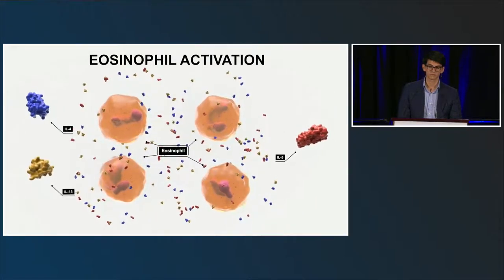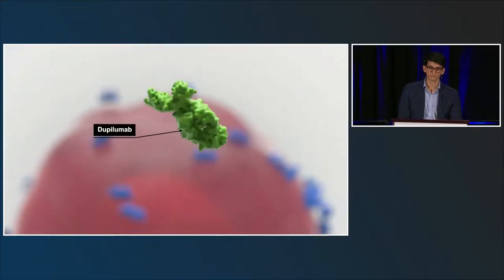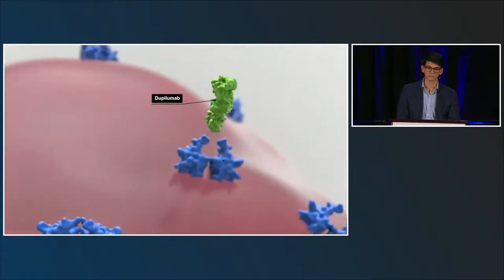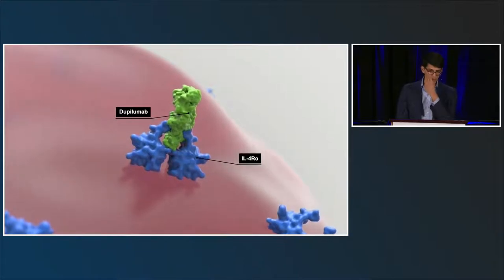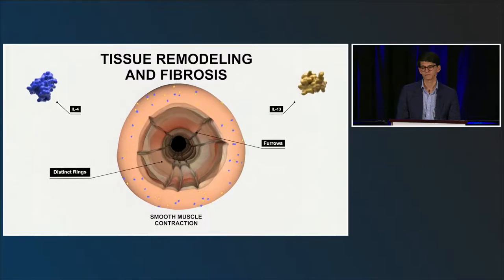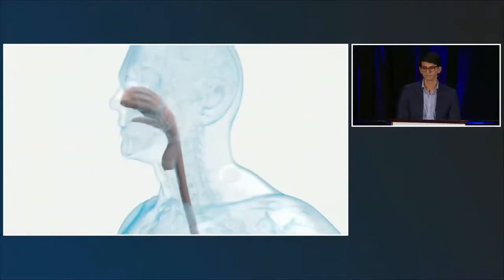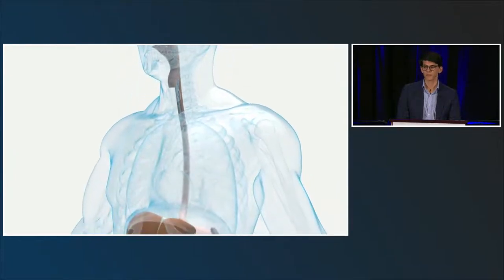IL-4, IL-13, and IL-5 also contribute to eosinophil activation and trafficking to tissues. IL-5 drives eosinophil differentiation in the bone marrow. Dupilumab is a fully human monoclonal antibody that binds to the shared alpha subunit of the IL-4 receptor and therefore inhibits IL-4 and IL-13 signaling. By inhibiting IL-4 and IL-13 signaling, type 2 inflammation is reduced, decreasing eosinophil count and improving symptoms of EoE, including difficulty swallowing, for patients.